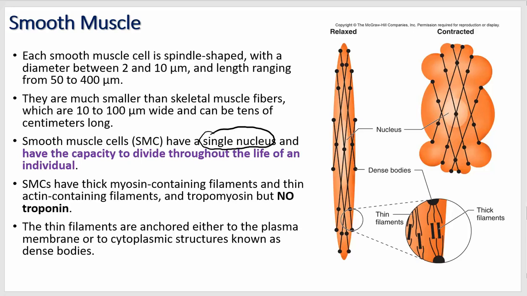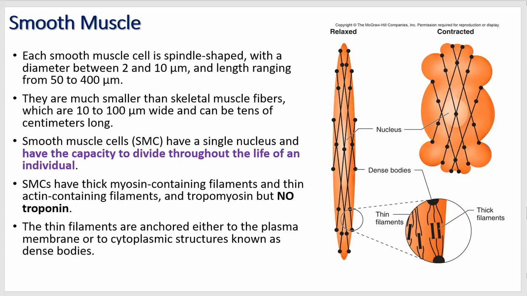So they're smaller than skeletal muscle. They have a single nucleus, and whereas with skeletal muscle you're born with all you're ever going to have, smooth muscle cells can divide throughout the life of the person. Okay, so they can reproduce. You can have division of smooth muscle. You can make new smooth muscles.